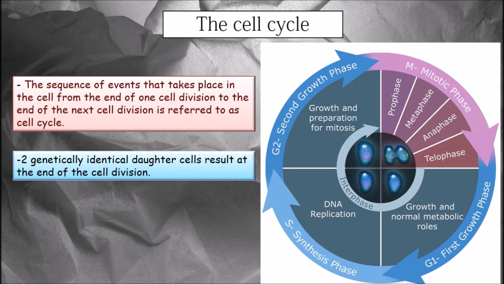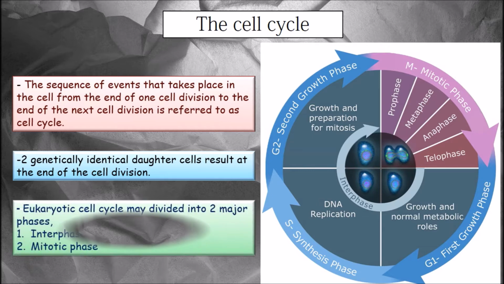It is the series of growth and development steps that a cell undergoes between its birth and reproduction. At the end of the cell division, two genetically identical daughter cells resembling the parent cell are produced in mitosis. A cell completes several important tasks to divide as a series of steps that make up the cell cycle.